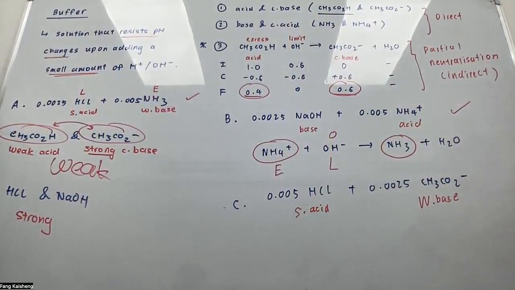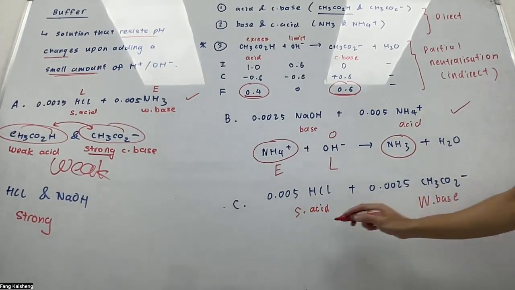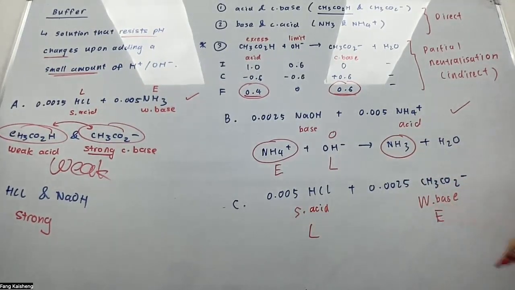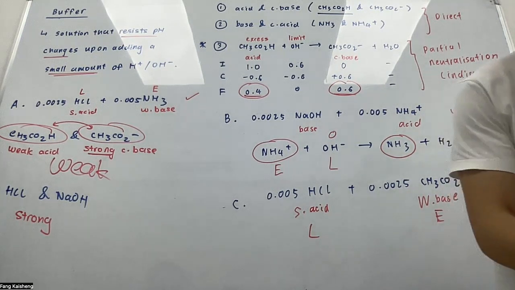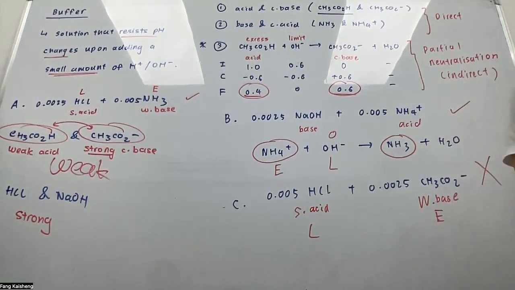With that said, who must be limiting? This guy must be limiting, and this guy must be excess. This is correct. Do the same thing for D. Do the same thing for D. Okay, I understand.